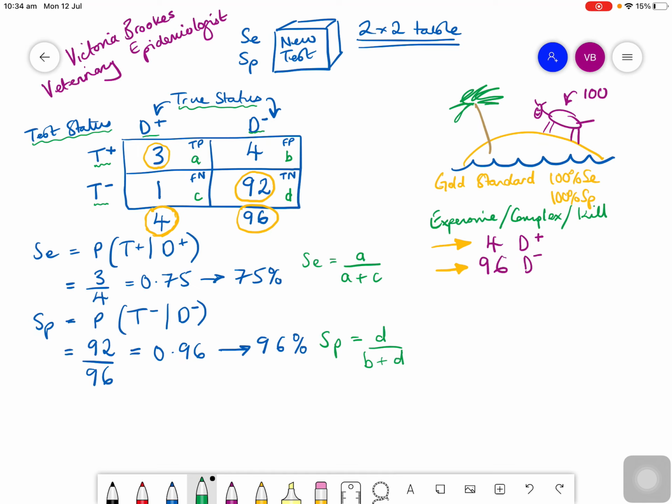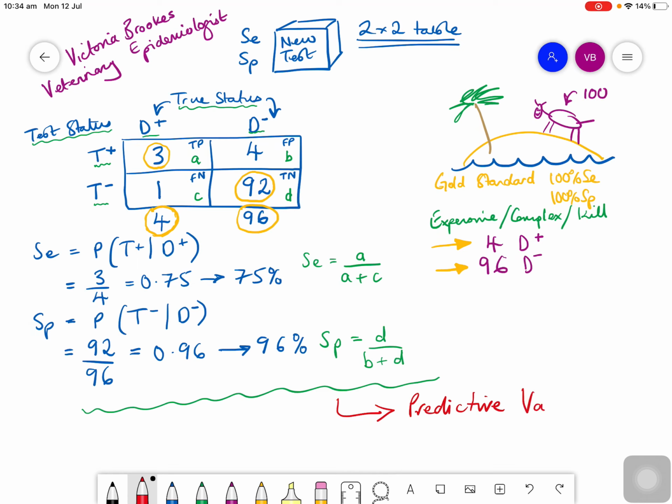So lastly, this is not a perfect test. So when we come to use it on our populations in which we want to use this test, we need to then consider what we call predictive values. And we're going to cover that in the next video.